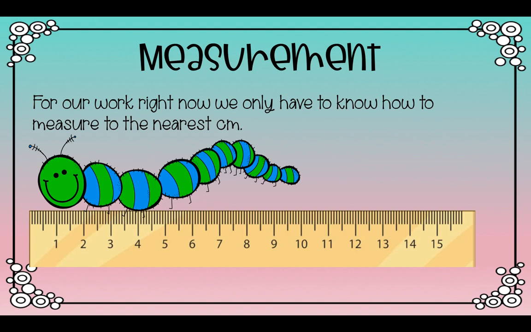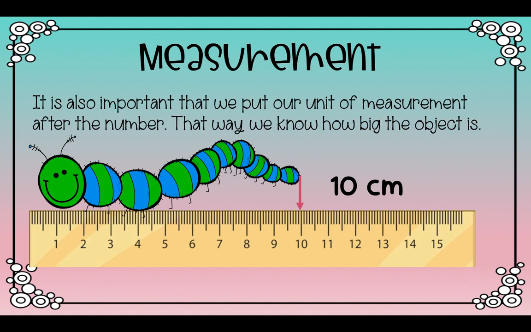So let's take a look at this caterpillar. If you notice, I've lined his antenna up along with the edge of the ruler where it starts having lines. I didn't start from the edge of his face because that wouldn't be accurate. His antenna sticks out further. Then I go all the way to the very edge of him, and I can see that it lands on the 10. This caterpillar is 10 centimeters long.